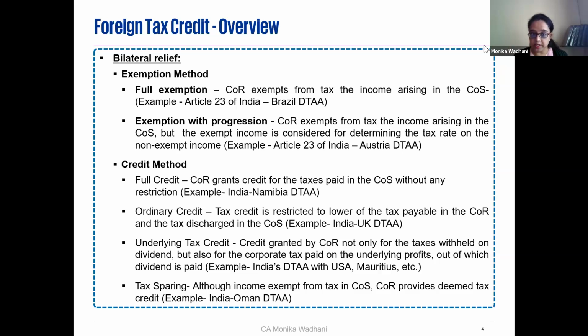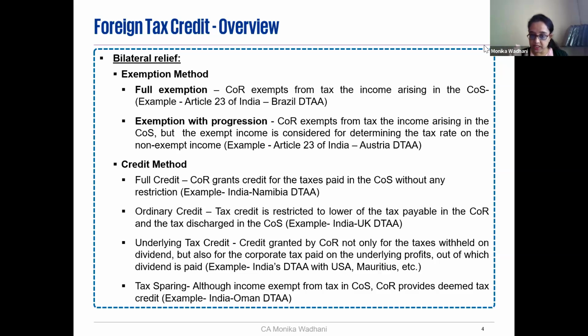Now, what is the ordinary credit method? It is that tax credit is restricted to the lower of the tax which is payable in the country of residence and the tax which is paid in the country of source. So you cannot get a refund of extra tax if you have paid more in the country of source. The credit shall be restricted to the tax liability in the country of residence.